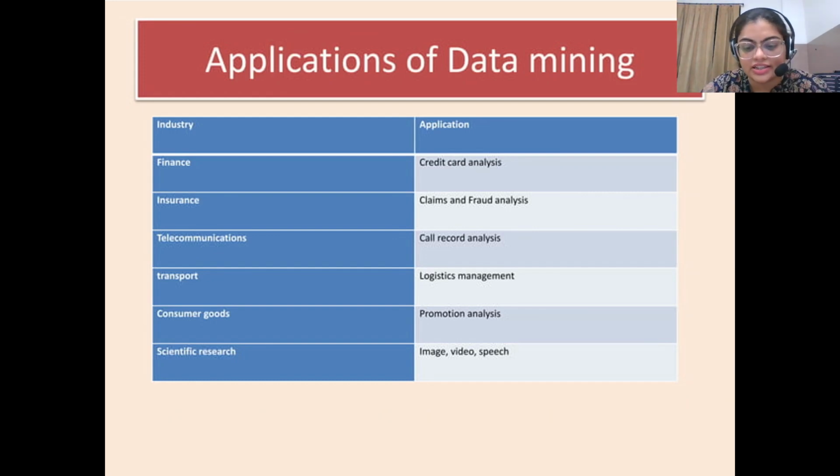You can see the industries: finance, insurance, telecommunications, transportation, consumer goods, and scientific reasons, and applications such as credit card analysis, claims and fraud analysis, call record analysis, logistic management, promotion analysis, image, video, and speech.